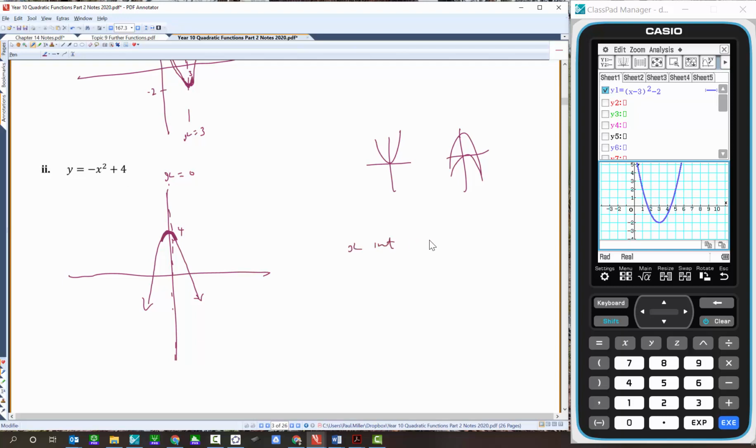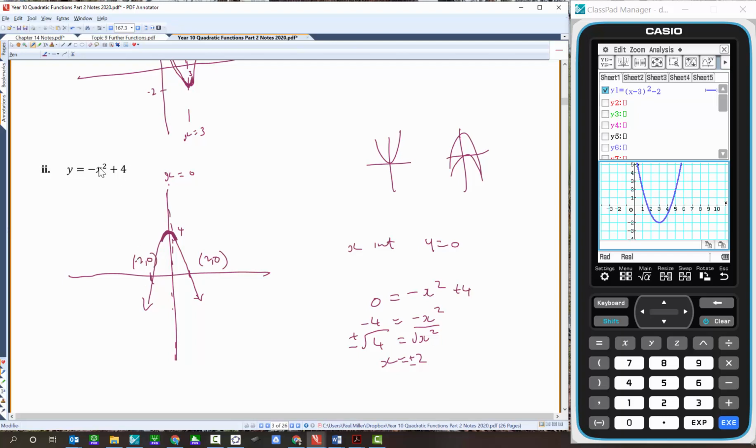Let's go x-intercept, when y is equal to 0. 0 equals negative x squared plus 4. And what we're going to do is use some inverse operations. So negative 4 equals negative x squared. Divide both sides by negative 1 means that we've got 4 equals x squared. And then I'm going to root both sides, noticing that when I root both sides, I'm going to get root 4, and that is going to be plus or minus. So x is plus or minus 2. So this x-intercept here will be (2, 0), and this one here is going to be (negative 2, 0).